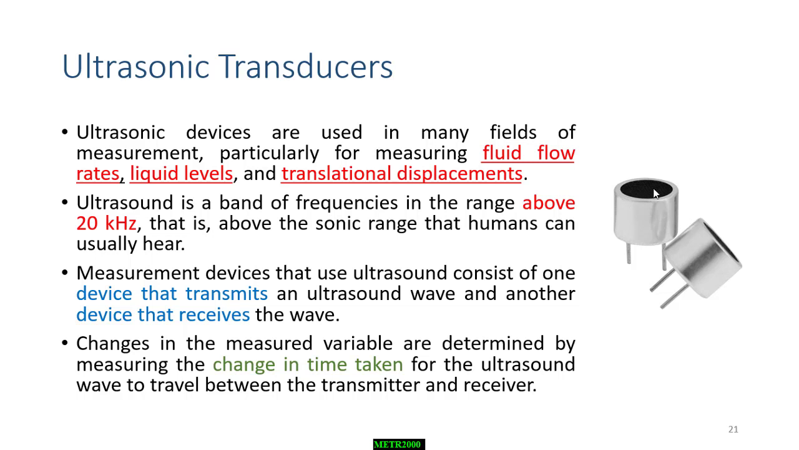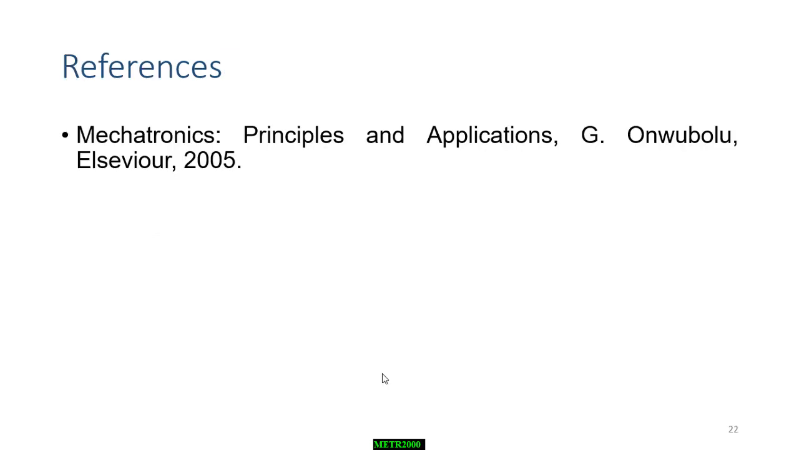These have one transmitter and one receiver. One will send a sound wave, the other will receive it, and then the change will be measured to calculate the time taken. If we know the time and we know the speed of sound, then we can find the distance very easily. This is mainly the task 2 information.